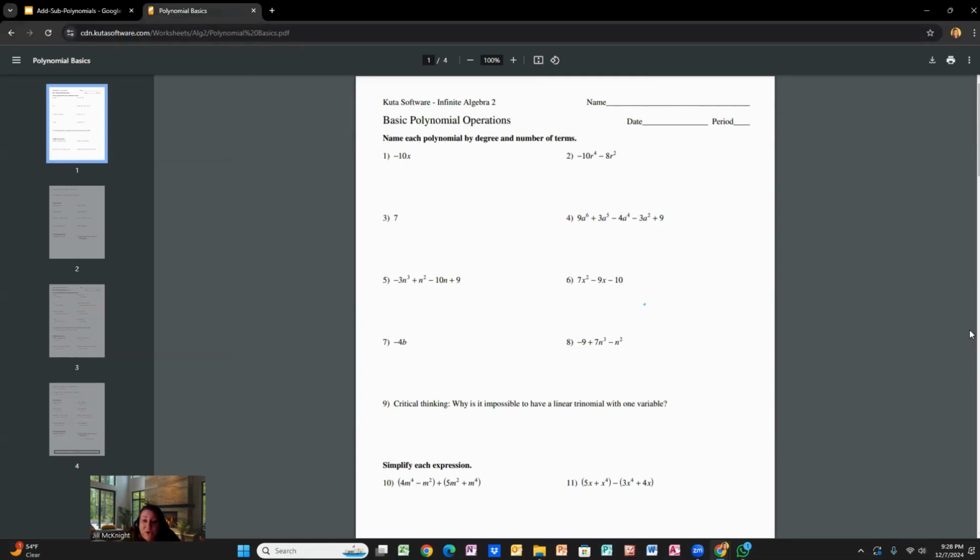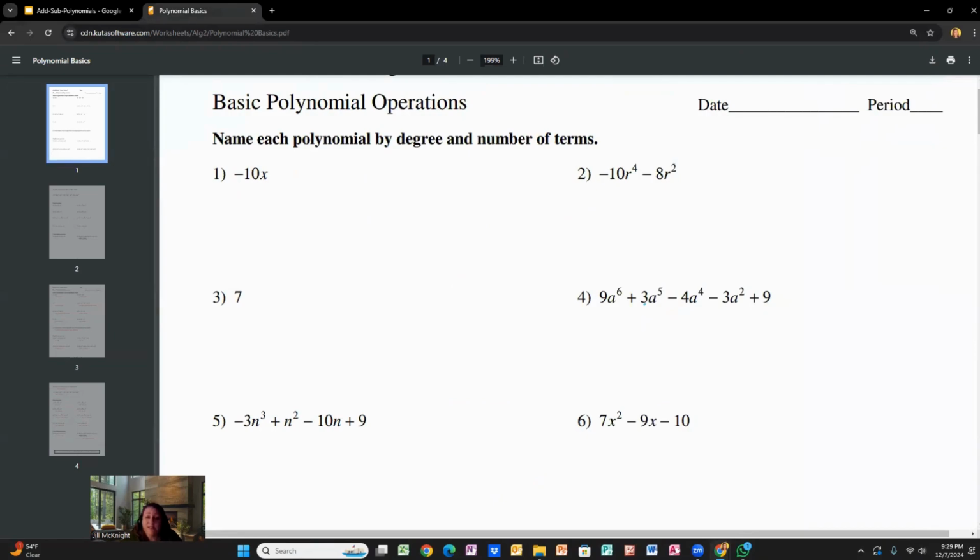By the way, in the last lesson, we learned about the degree and the number of terms. So, for example, number 1 has just one term, and the degree is 1 because we have x to the first power. So that would be a monomial because there's one term, and it's to the first degree. Number 2 would be a binomial because there's two terms, and the degree is to the fourth power.